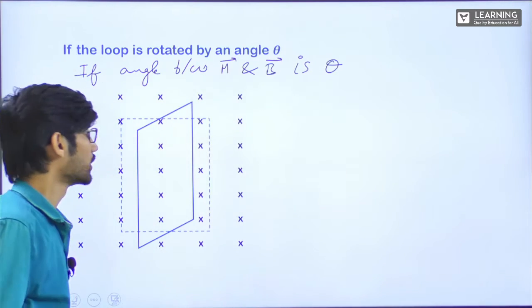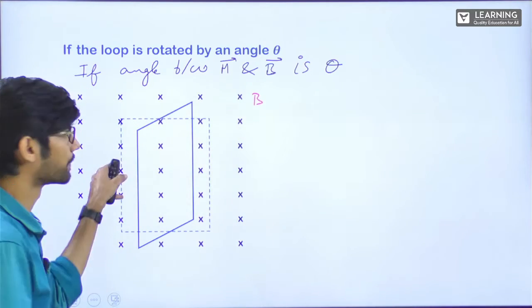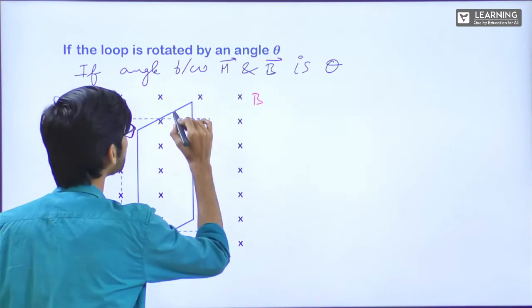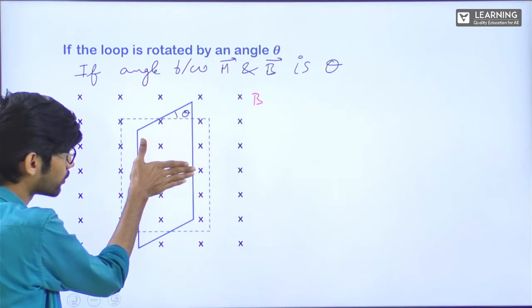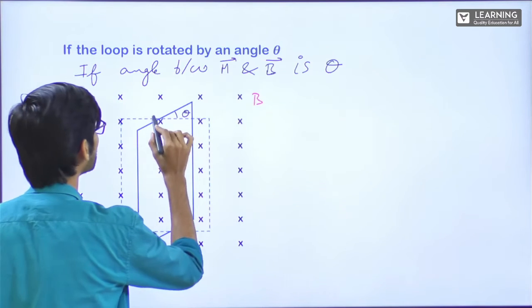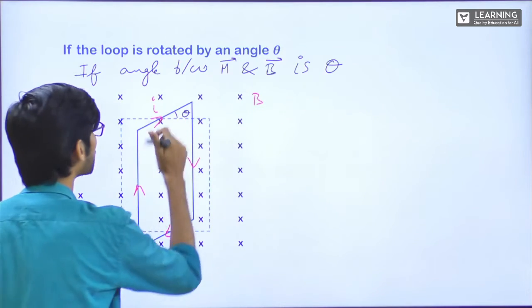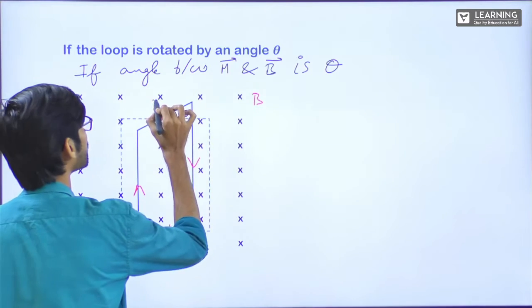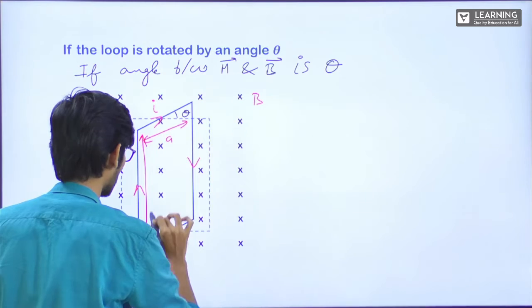How? I'll show you. See, earlier, this is the magnetic field we know, inside. Earlier our loop was kept like this. Now our loop is rotated by angle theta. If you see, this angle will be theta. The loop was like this, I have rotated it by theta. Clear? Current was flowing like this. The same loop it is. I have just rotated it. This is still A, this is still B, same loop it is.